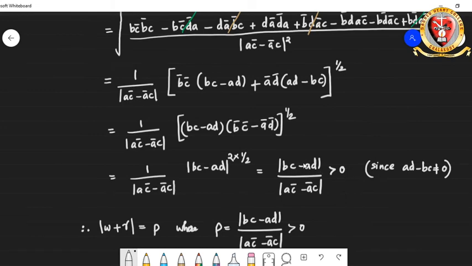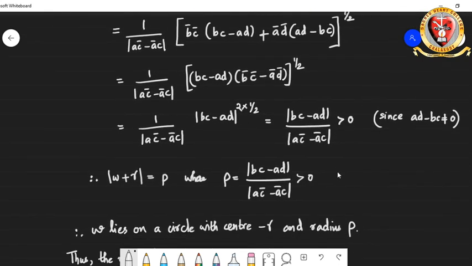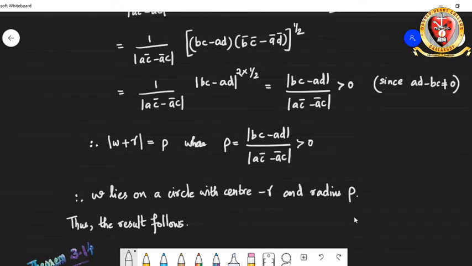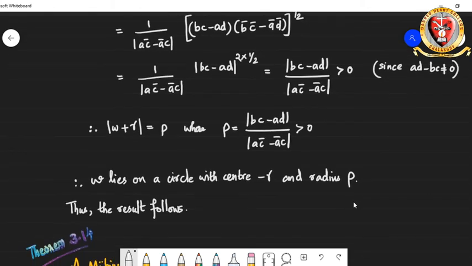Note that it is strictly greater than 0, since for a Mobius transformation ad minus bc is always not equal to 0, so that will never become 0, and this is not equal to 0 obviously in this case. So what you arrive at is modulus of w plus gamma is equal to the constant rho, where rho is the quantity sitting here. This is the general form of a circle with center at minus gamma and radius rho, a positive quantity. Thus the result follows.